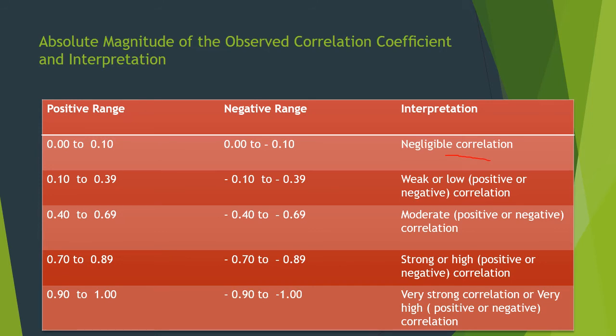When it is 0.70 to 0.89, either positive or negative, we say that there is strong or high positive or negative correlation. When the R value is 0.90 to 1.00, positive or negative, we say that there is a very strong or very high correlation. From the given table, we can easily interpret the R value if it lies between -1 and 1.